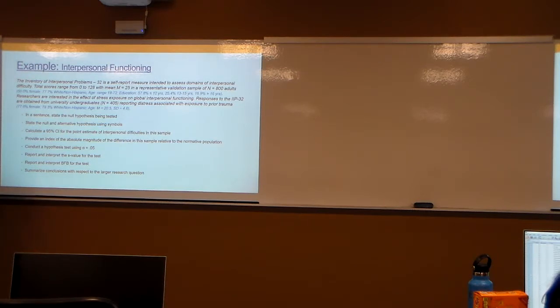Perfect, close. Not greater than 25, that's our alternative hypothesis. The statement of the null is that the population of university undergraduates exposed to prior traumatic experience is expected to have an IIP score equal to 25, something like that, right? Because it's our statement of the null. Nice work pulling in the population on that. Null and alternative hypotheses, and then we've got some other stuff here.